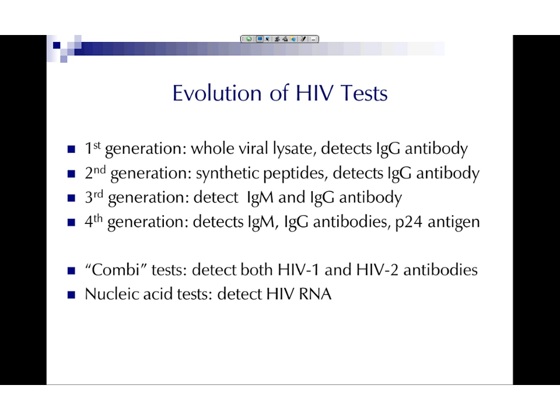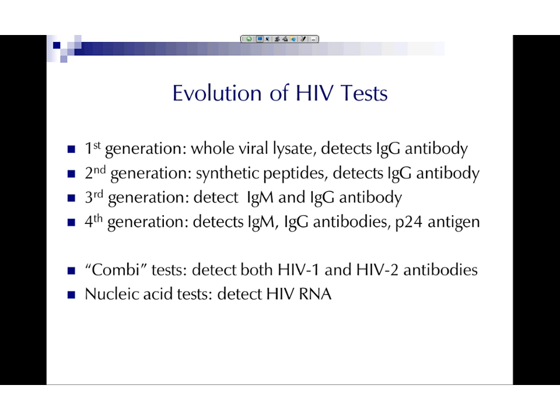IgM antibodies are the first antibodies to develop after infection, and those are detected by third-generation tests, which pick up both IgM and IgG antibodies. And then the most recently developed tests were the fourth-generation tests, which detect P24 antigen as well as IgM and IgG antibodies.